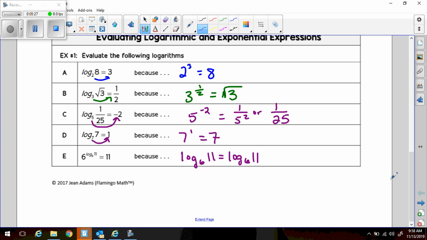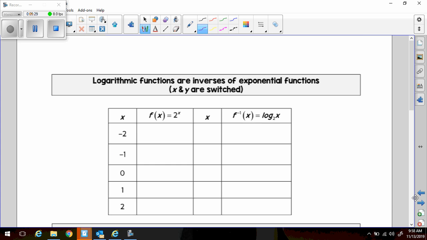Alrighty, keep going. Go ahead and flip your paper over. They're just going to ask us to graph them and see that they're inverses of one another. Okay? So if I plug in negative 2, this is going to give me 2 to the negative 2. And this means that it should be on the other side of the fraction, which is 1 over 2 squared, which is 1 over 4.